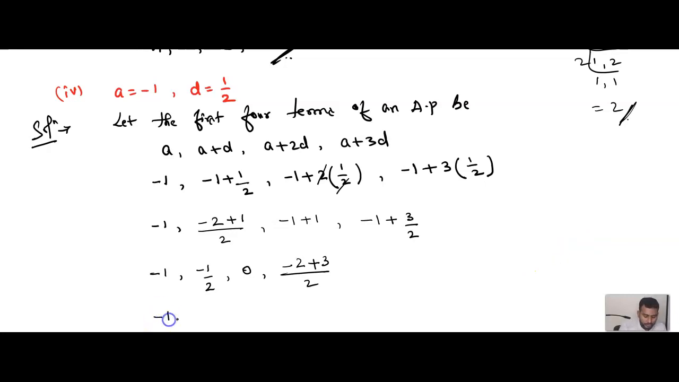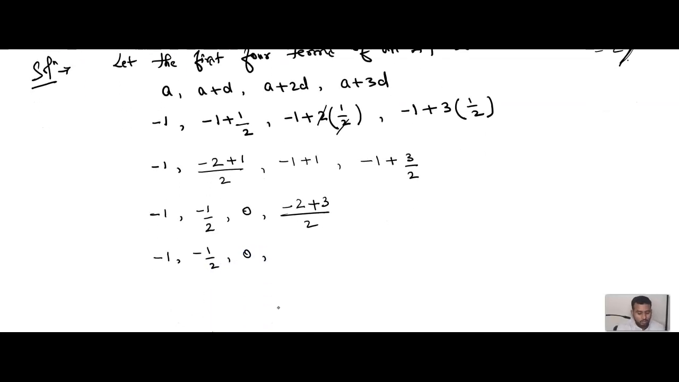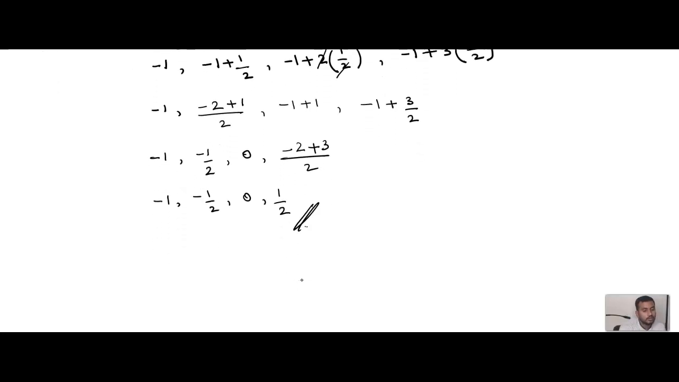Now last case, minus 1 by 2 comma 0 comma 3 minus 2. 3 minus 2 is 1 by 2. So this is our final answer. So which are the first 4 terms of this AP? Minus 1 by 2, 0, 1 by 2. Any doubts? Very good.